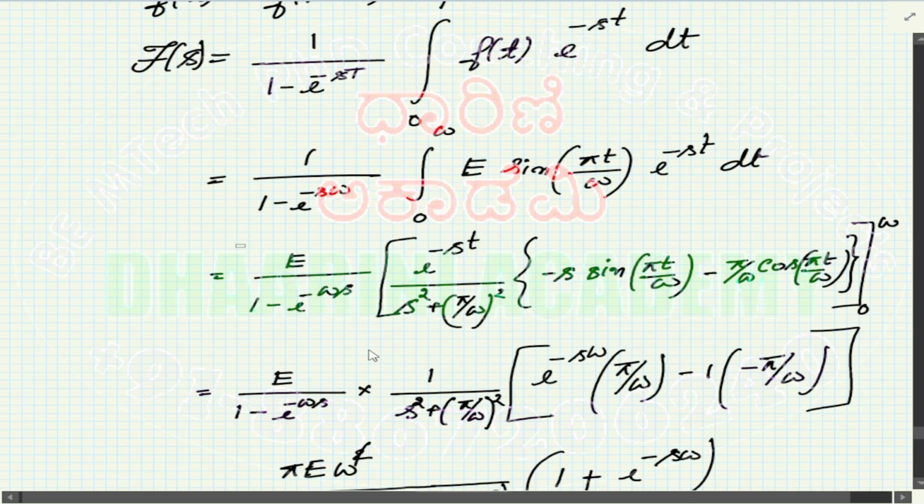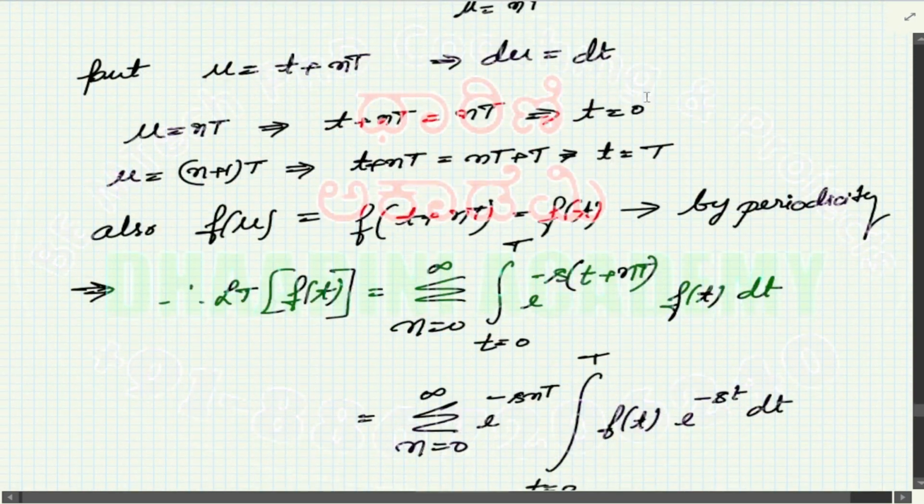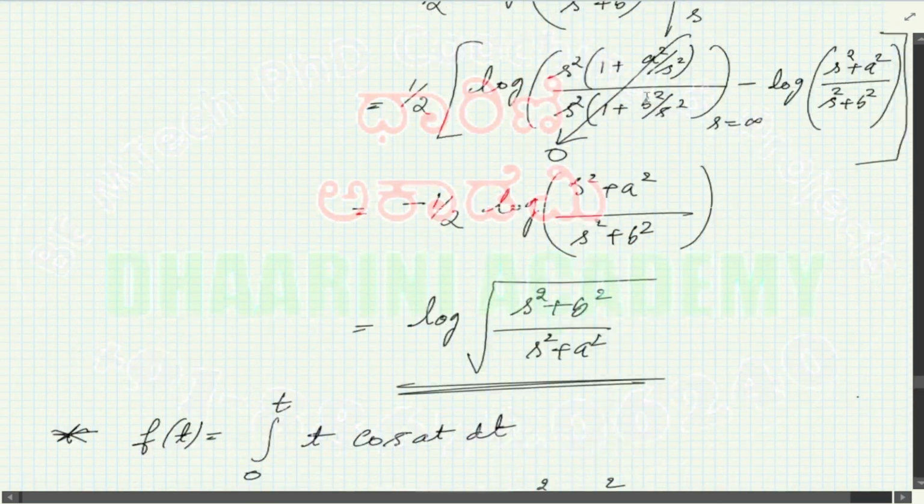This term, this one. So this e comes out. That's all. And now the integration becomes a standard integral: integration of e to the at sine bt. It's a standard integration. Correct.